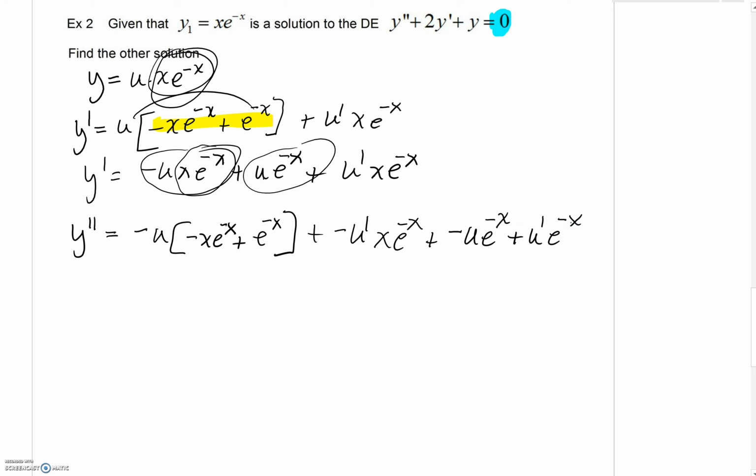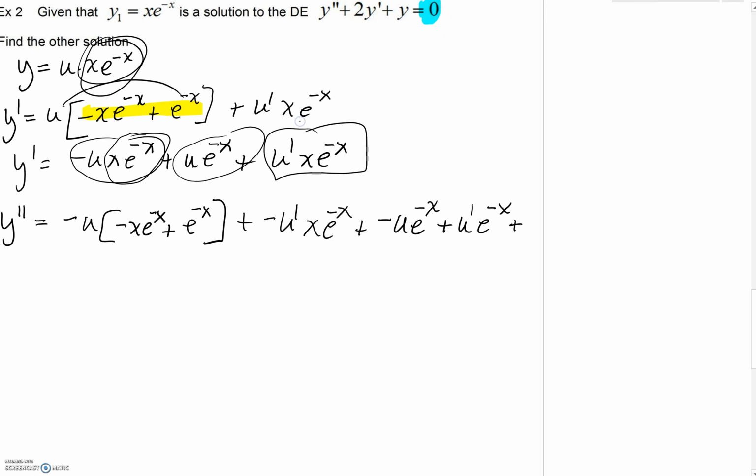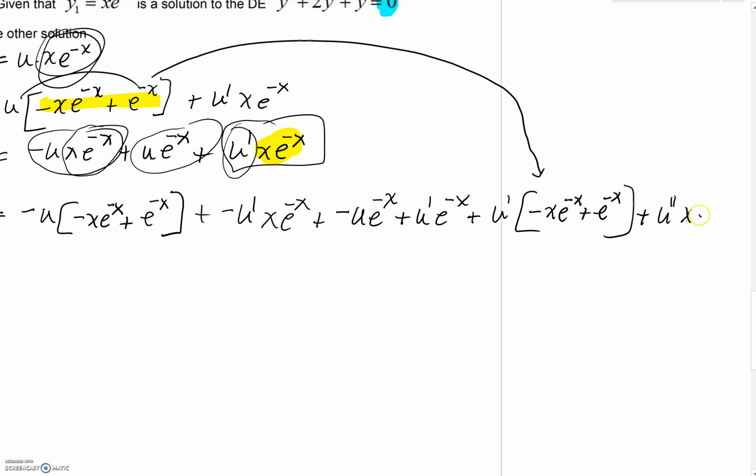And wow, here we go yet again. This is what makes this problem in particular rather meaty and long. Now we're going to take the derivative of this u prime x e to the negative x right here. And again, we need a product rule, but here's that reoccurring appearance. We already did that derivative earlier. So thank goodness as we took the derivative of that x e to the negative x, we've got that here. And then finishing up the product rule, we'll take the derivative of u prime and get u double prime x e to the negative x.